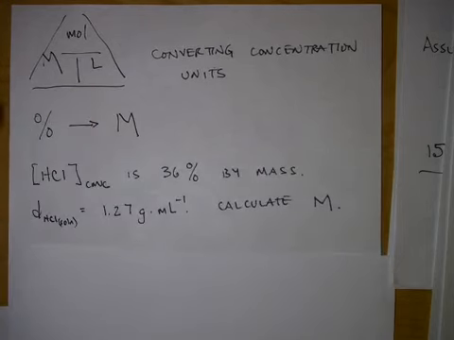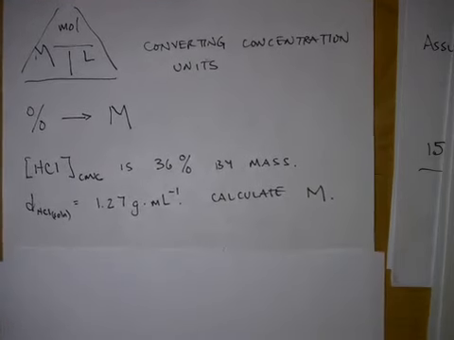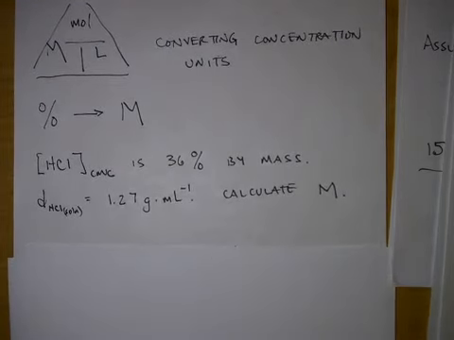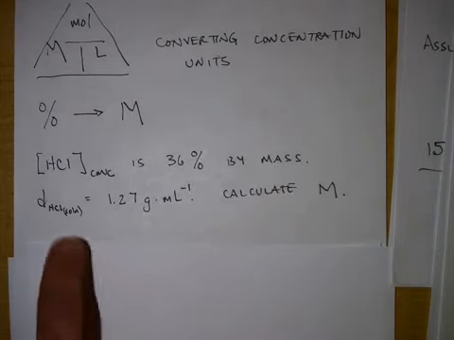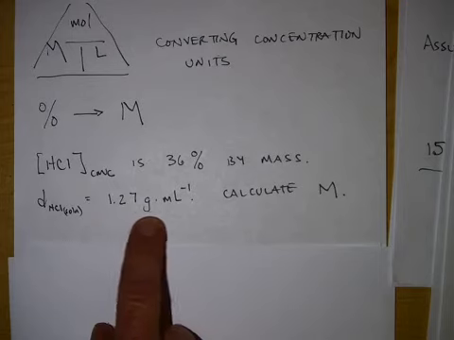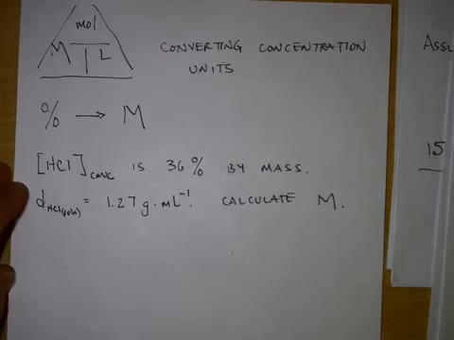Here's the sample problem. We have hydrochloric acid in its concentrated form. When you purchase it, like at Fleet Farm, it's called muriatic acid, and it's 36% by mass. The density of this solution is 1.27 grams per milliliter. Calculate its molarity.